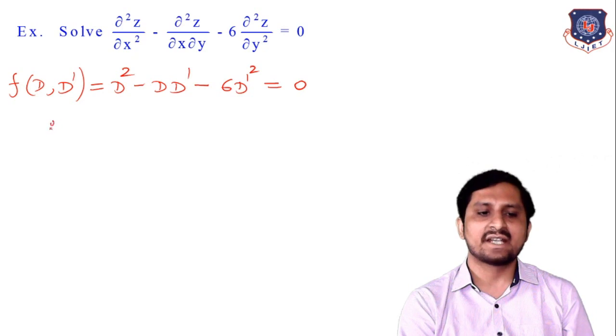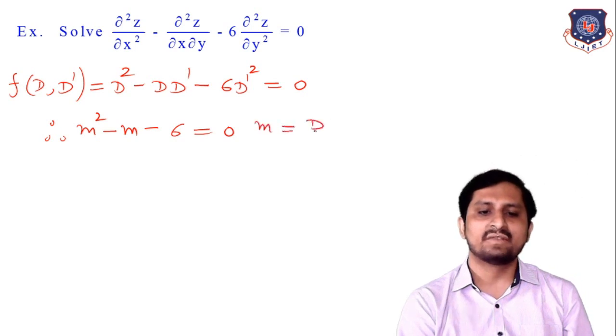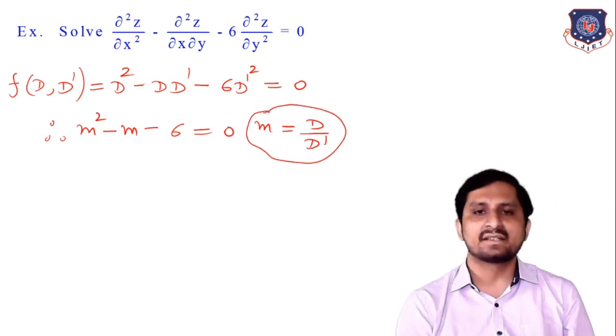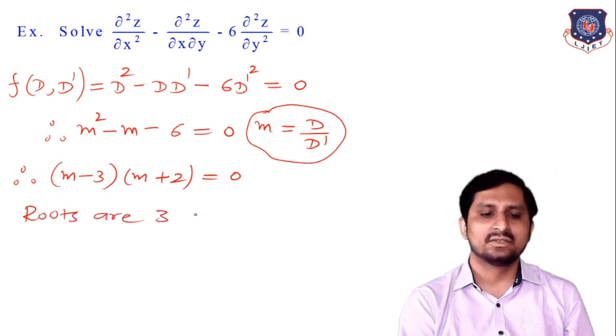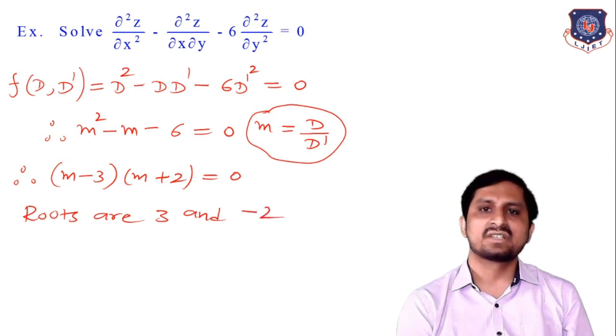Now what is my auxiliary equation? As I told you, instead of D just take m: m square minus m minus 6 is equal to 0, and don't forget that the value of m is D by D dash. Now easily you can simplify. This is a second degree polynomial, m square minus m minus 6 equal to 0. When we factorize this equation, we have m minus 3 into m plus 2 equal to 0. So what are the roots? Roots are 3 and minus 2.